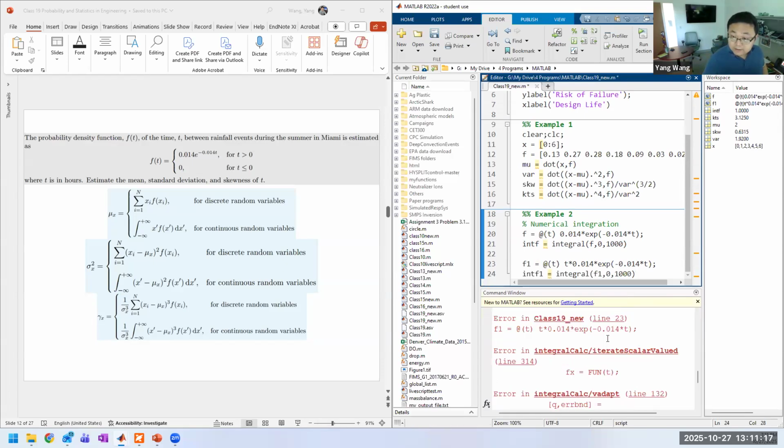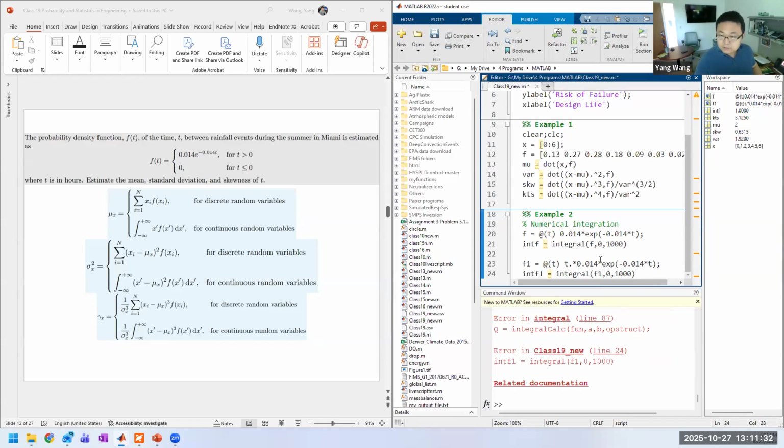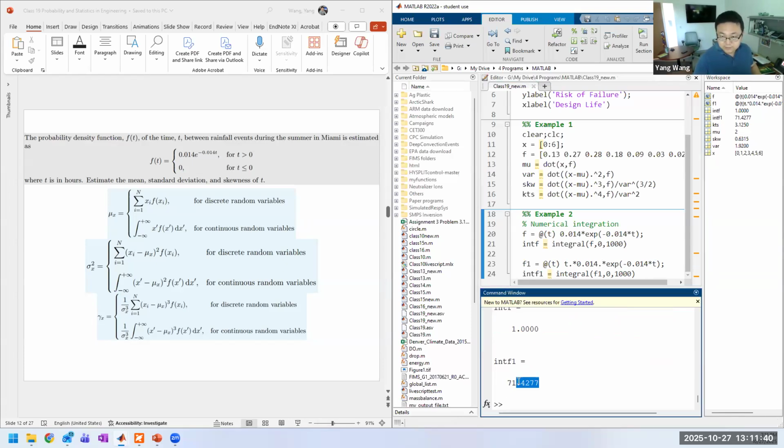So it's saying that, well, we have to consider the dot multiplication because remember, numerical integration is still using matrix calculation. So that's why we need to consider the dot multiplication, right? So we can run this. I think we probably need the dot over here too. Okay, so then this is the mean value.